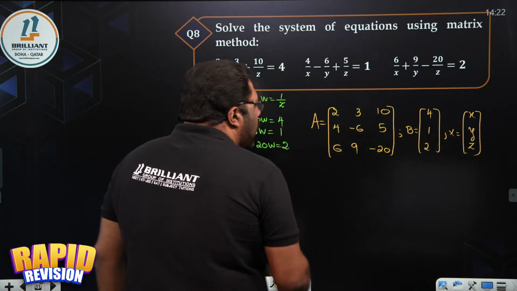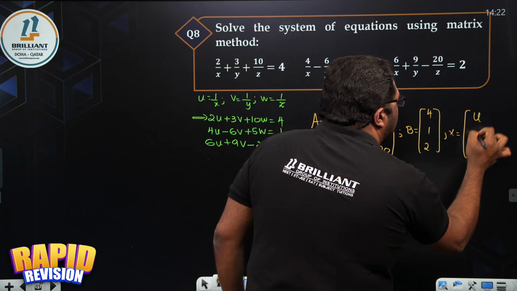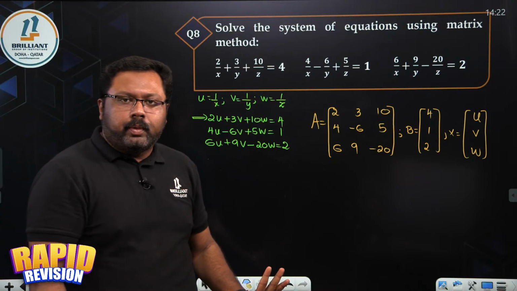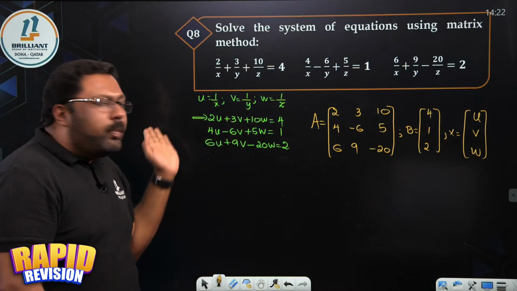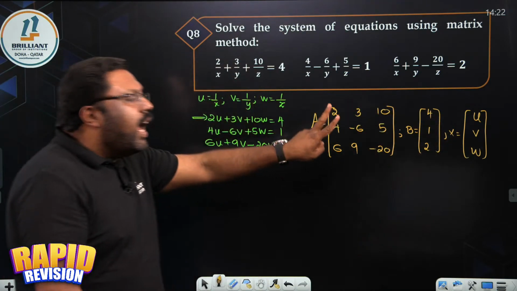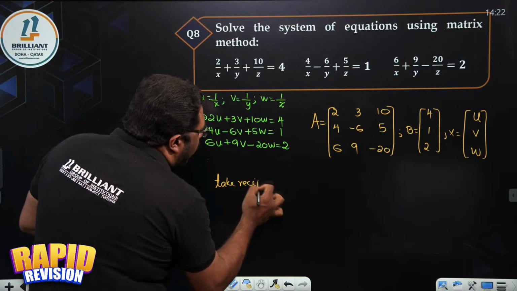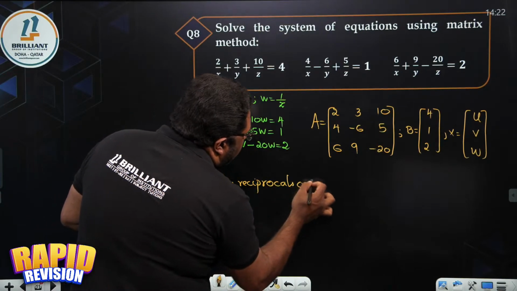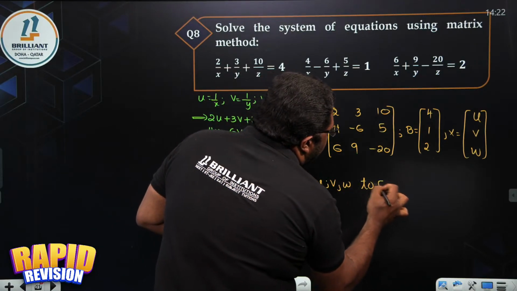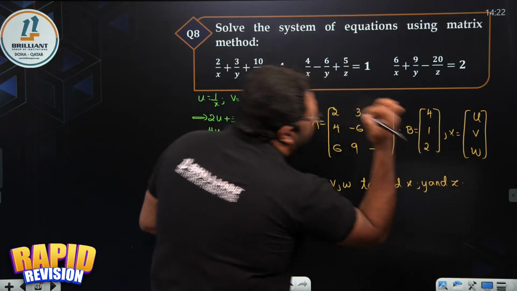Sorry, it's not X, Y, Z. It's U, V, W. You will get some values for U, V and W. Okay? Like the same old process for the previous question, you will get some values for U, V, W. You just have to take the reciprocal. At the end, take reciprocals of U, V, W to find X, Y, Z. Because X, Y and Z are the reciprocals of U, V, W.